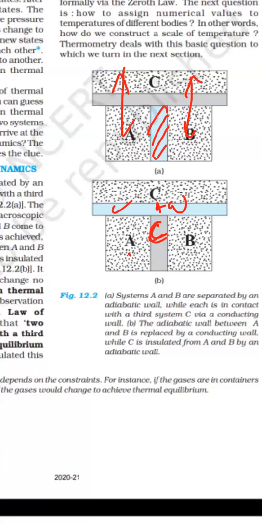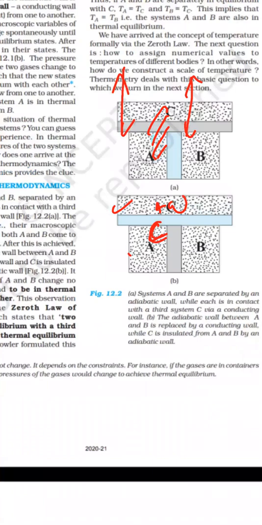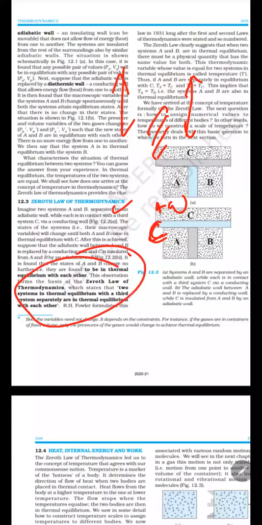That is all they are doing. But only one thing, as I explained to you, you can read it and just memorize it. The two systems which are in thermal equilibrium with the third system separately are in thermal equilibrium with each other. That is called the zeroth law of thermodynamics. Okay, right. Now we can move ahead.